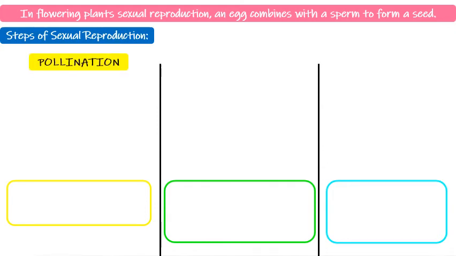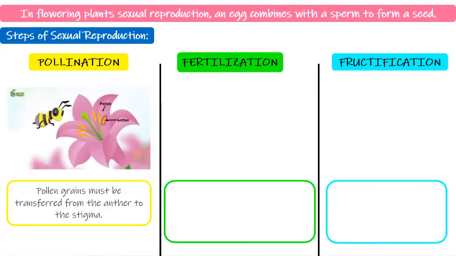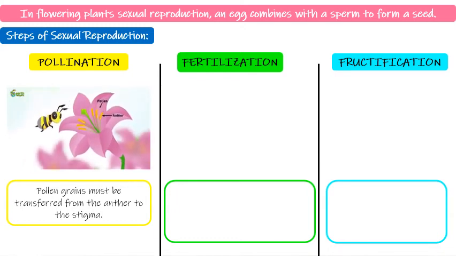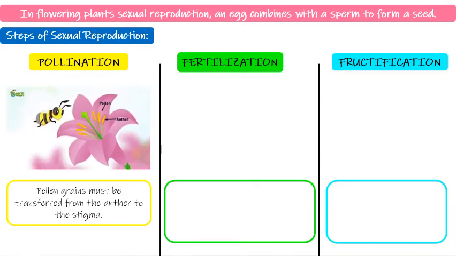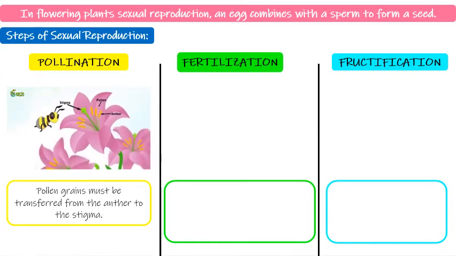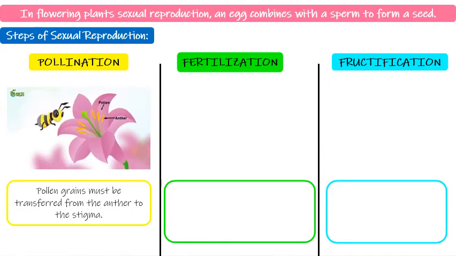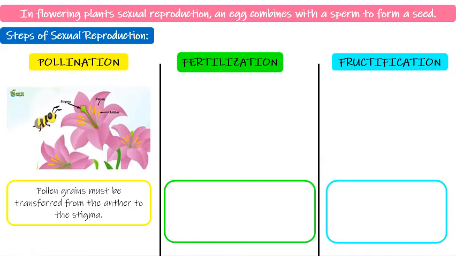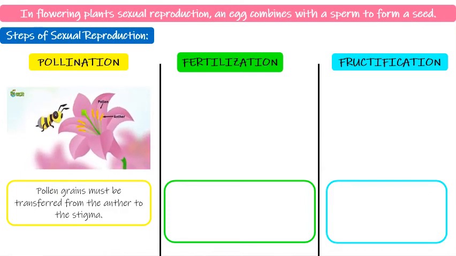First step is pollination. Pollen grains. Okay, so the second is fertilization, fructification. So during pollination, pollen grains move from the anther to the stigma. Pollen grains are formed in the anther, in the head of the male reproductive organ. This pollen must be moved to the stigma, to the head of the girl, to the head of the female reproductive part. This trip, this move, is called pollination.